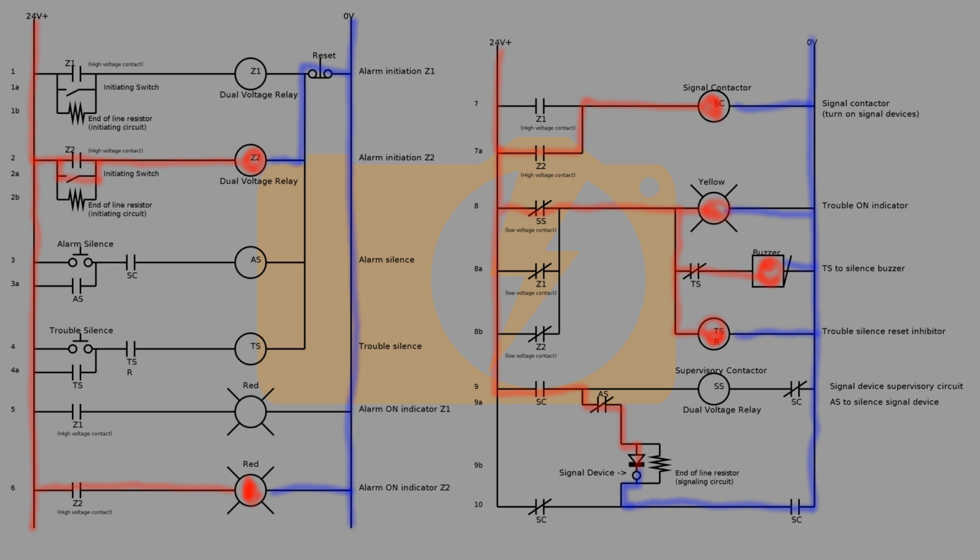With the signal contactor SC activated, the SC contacts on rung 9 and 10 change state, allowing current to pass through the signaling device. This also stops current from passing through the supervisory contactor SS, allowing the normally closed contacts SS on rung 8 to close, turning on the yellow light, the indicating buzzer, and the trouble silence reset inhibitor, TSR. Now that the circuit is in an alarm state, it is possible to use the alarm silence circuit.